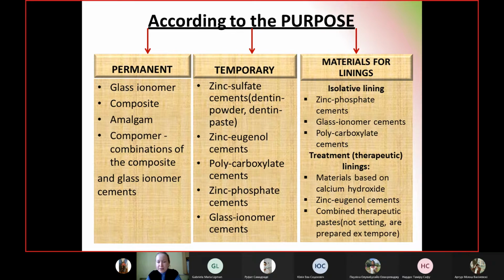Materials for linings are as follows. For isolative lining or base lining, we have zinc phosphate cement, glass ionomer cement, and polycarboxylate cement. For therapeutic or treatment lining, we have materials based on calcium hydroxide, zinc oxide eugenol cements, and combined therapeutic pastes. They are not stable, they are prepared extempore.